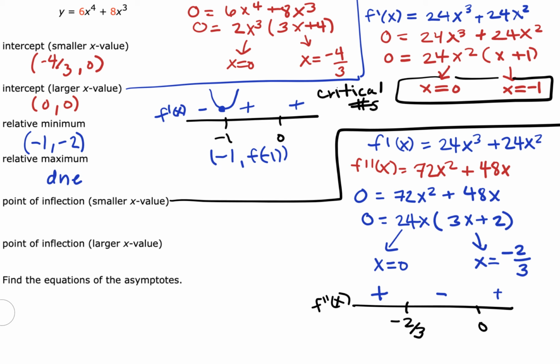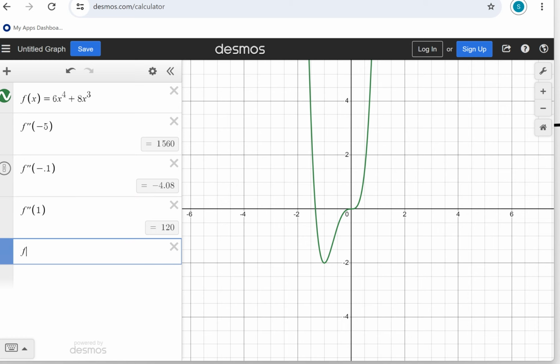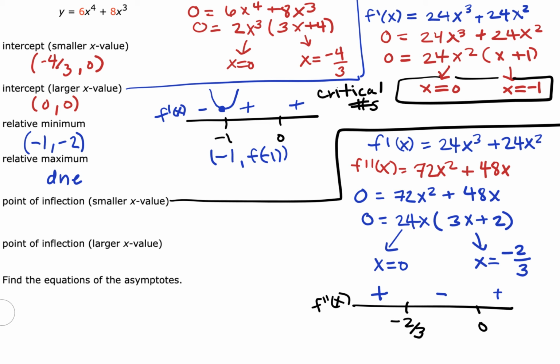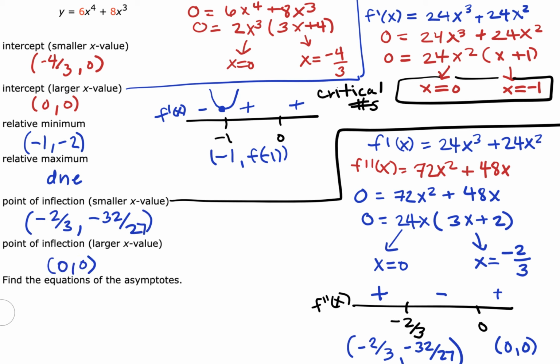Again, we have to find the y value by plugging this into our original function up here. So we would need to find f of negative 2/3 and f of 0. So let's just plug that in Desmos. What is f of negative 2/3? It is some funky decimal value, so let's convert it to a fraction. Negative 32/27. Okay, so we would have one at (-2/3, -32/27). And then what about 0? f of 0 is 0. So we also have a point of inflection at (0, 0). So our points of inflection are (-2/3, -32/27) and (0, 0). Okay.